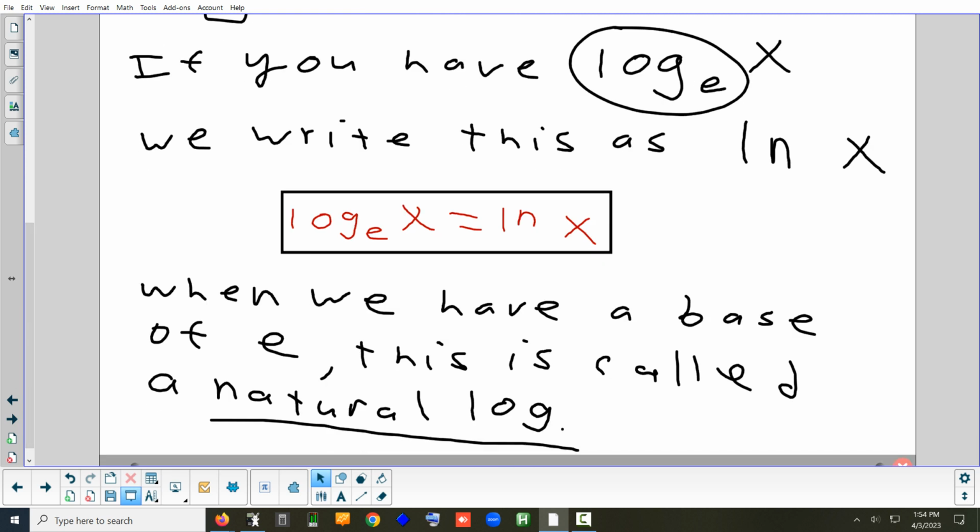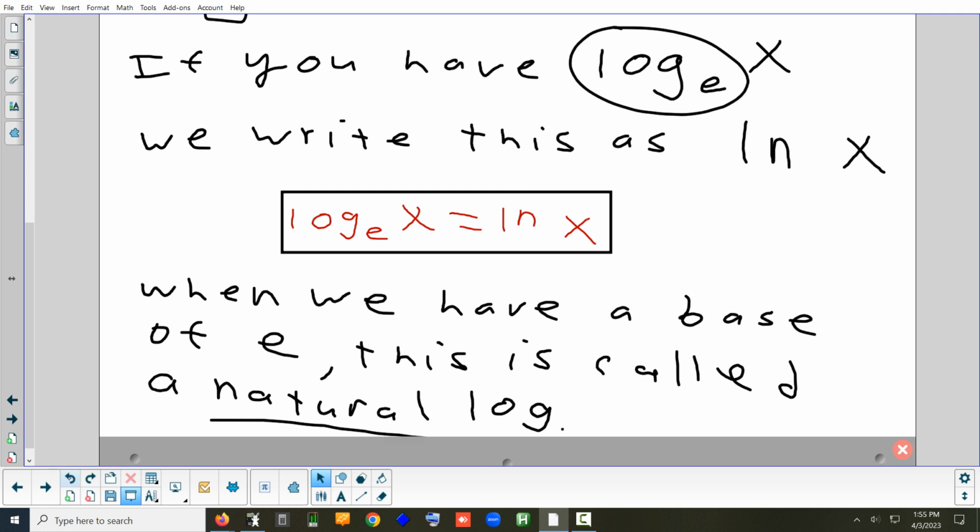What you have to be careful about when you use this abbreviation, some people forget what the base is. When you write ln, you don't write the base, because the ln is like a special abbreviation. So you have to remember that this ln is hiding the base. The base is really e. So ln is a 2-letter abbreviation for this 4-letter log base e.